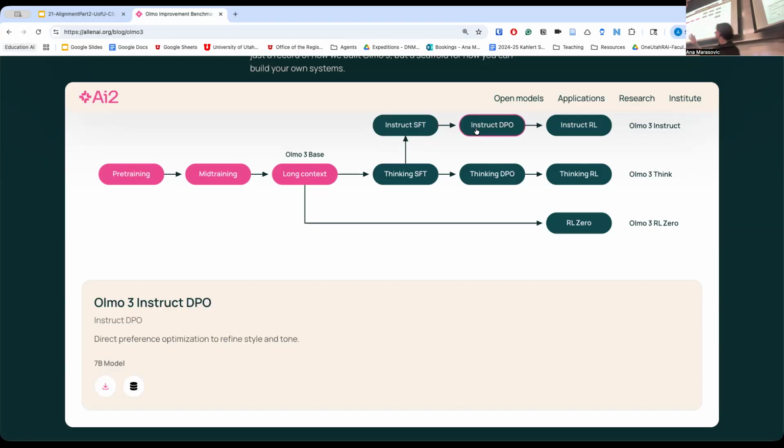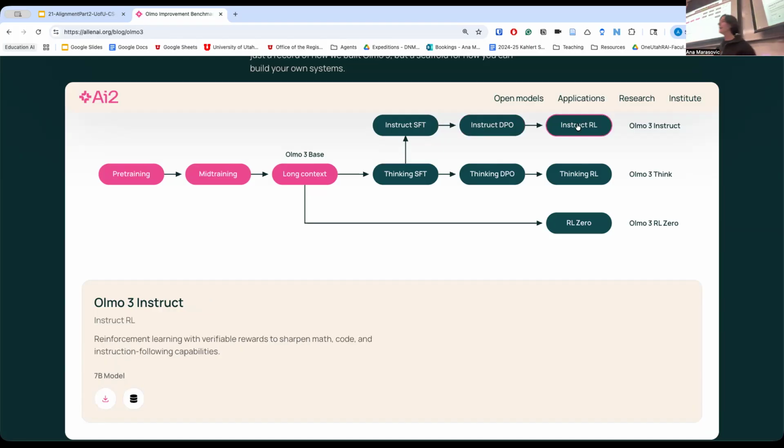After that, there is alignment using DPO, great. Something that was just released last week, or I don't know, this week, I keep losing track of time. But DPO is still an algorithm for learning from preference data, and this is for refining style and tone, right? Harmlessness.